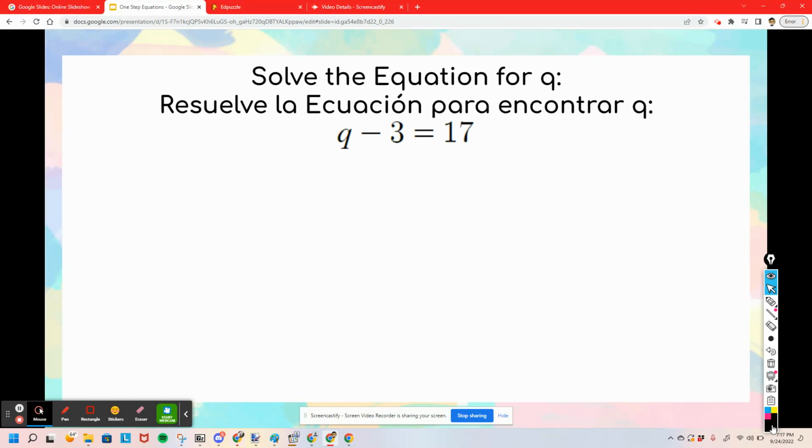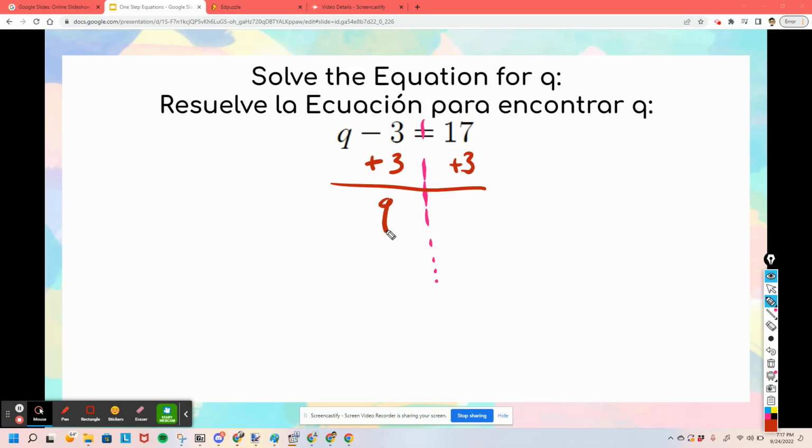All right, I want you guys to try this one on your own. Put the imaginary line. It's going to pause. It's going to ask you to try it. All right, opposite of subtraction is addition. I'm going to add 3 to both sides. When I do that, I'm going to get q is equal to 20.